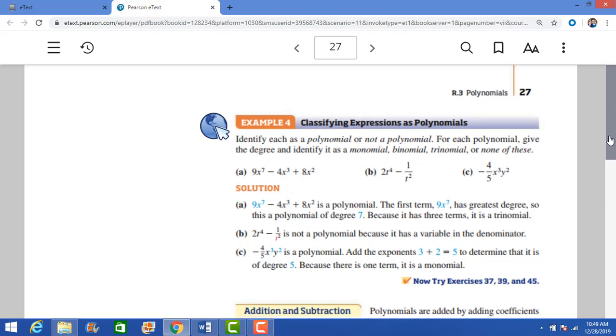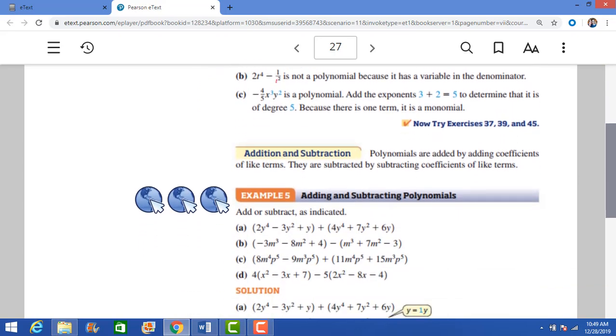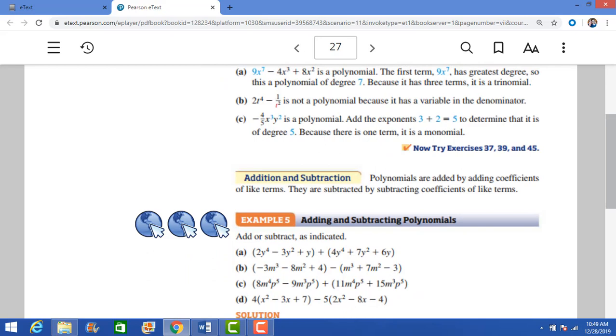Now, what about some of the properties that we can do? Well, adding and subtracting polynomials. When we add and subtract polynomials, we have to add and subtract their like terms and simplify as much as possible.